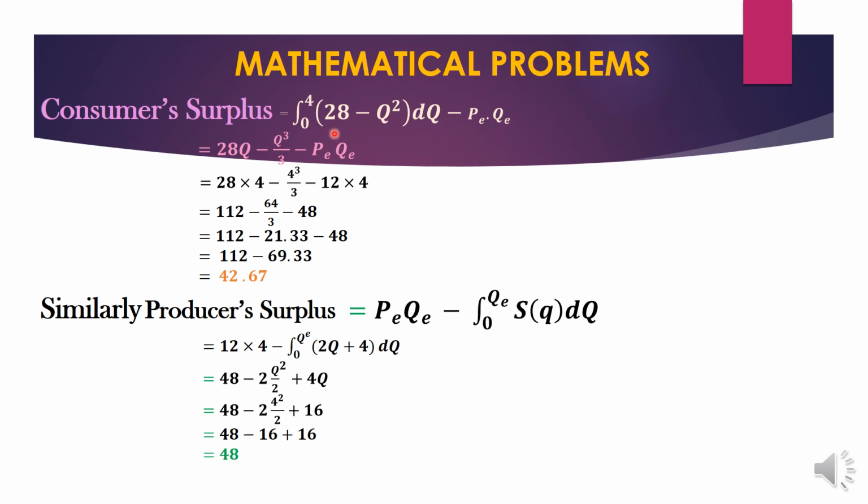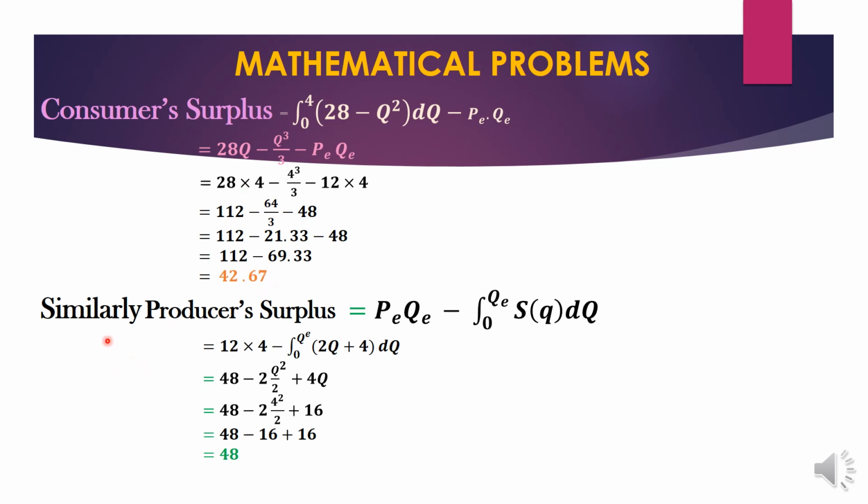If we put in the demand function, we get the integration of 28 minus q square with respect to q. If we integrate this, we get 28q minus q cube over 3, minus this value which remains the same, PE into QE. Putting in the value q equal to 4, we get 28 into 4 minus 4 cube over 3 minus 12 into 4. If we further solve this, we get consumer surplus equal to 42.67.